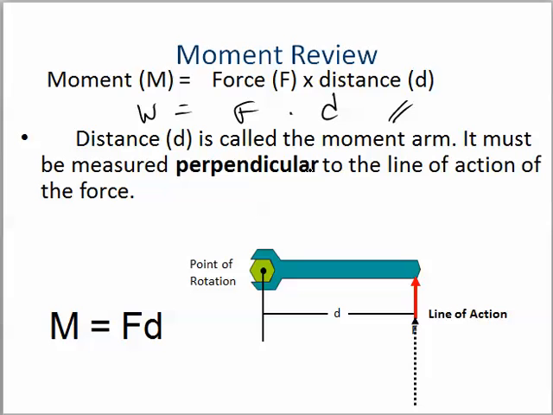So this takes in a lot of circumstances that we said weren't work because the force and the distance weren't in the same direction. Now this moment is when we have a force being applied in one direction, and the distance is in another direction. So a wheel or a lever, wheel and axle, a lever, those are all examples of moment.